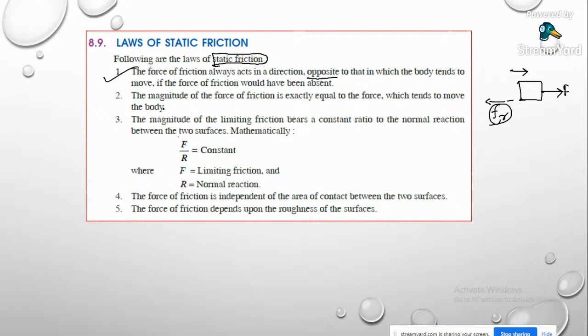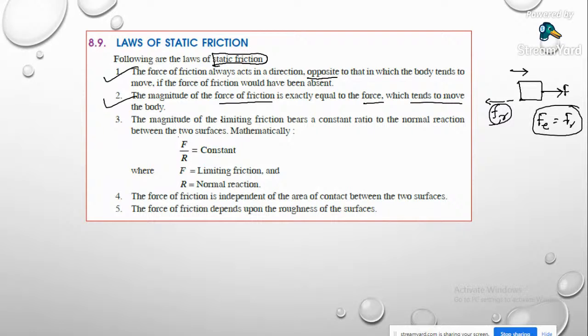The second point is about the magnitude of the force of friction, which is exactly equal to the force which tends to move the body. As far as static friction is concerned, the magnitude of the external force is always equal to the friction force. The magnitude is always equal, not more, because the body is not moving; it is just about to move.